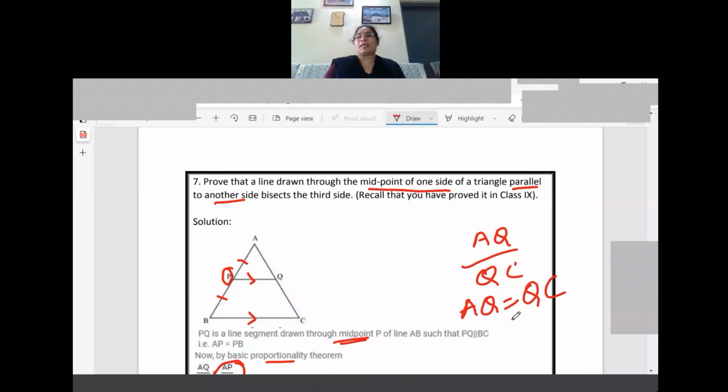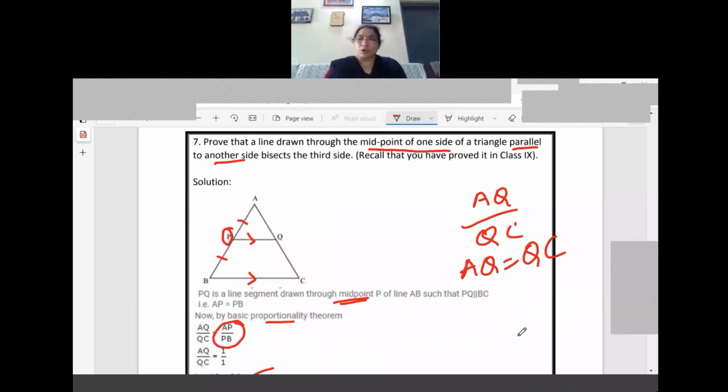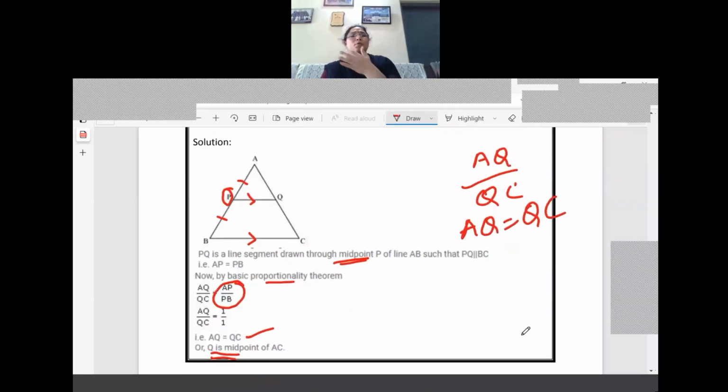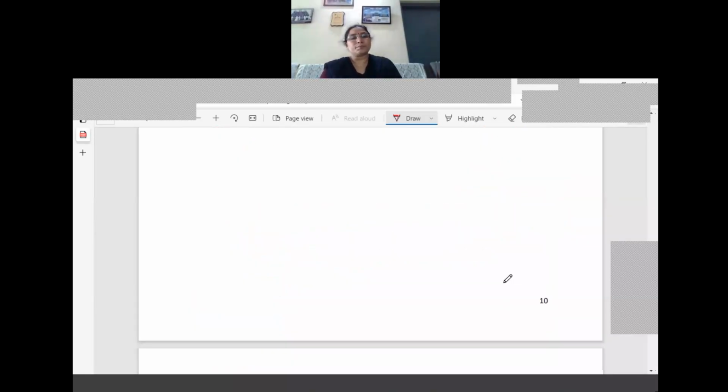So what did we get here? AQ equal to QC only. So P is the midpoint of AB, PQ parallel to BC, then Q is the midpoint of AC. Very simple proof only. We have taken P as the midpoint, so AP and PB are equal. By the basic proportionality theorem, we got AQ by QC equal to 1. What is the result for this one? AQ equal to QC.